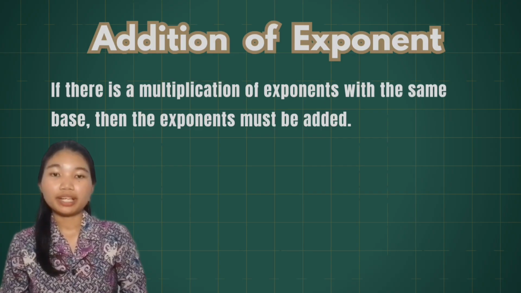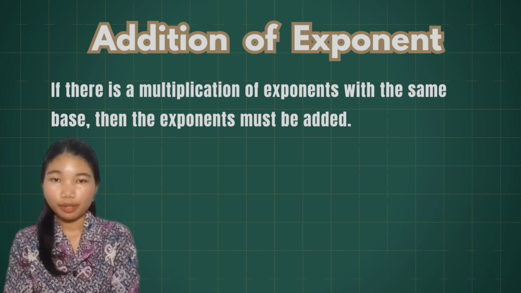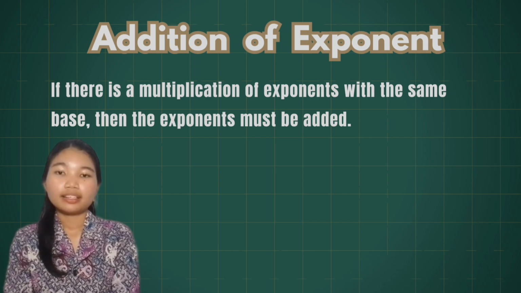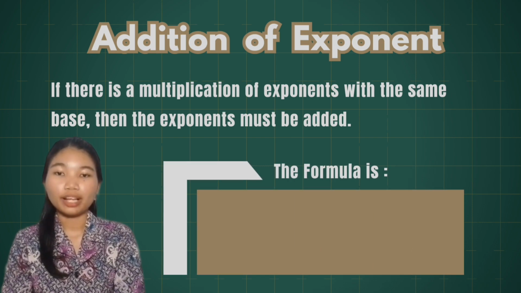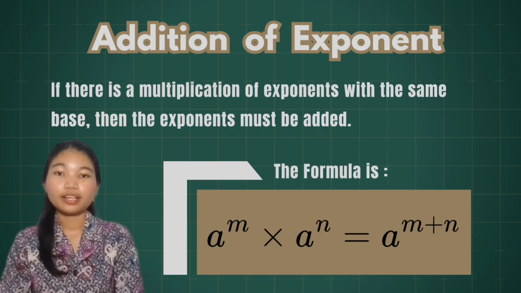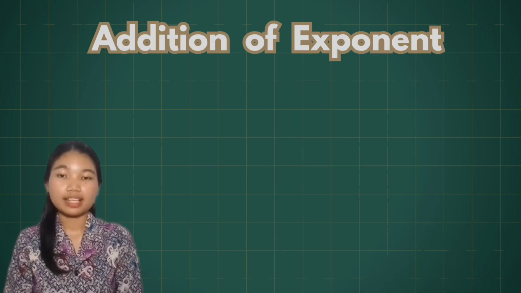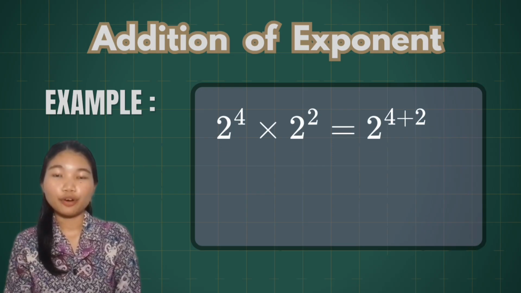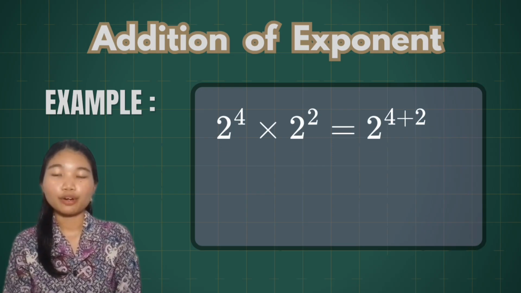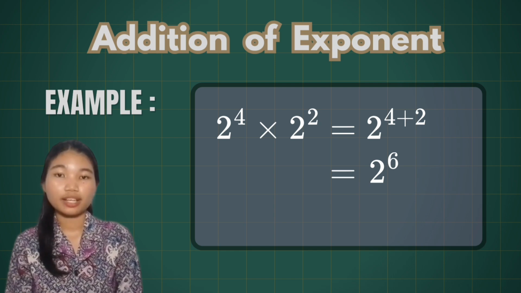If there is a multiplication of exponents with the same base, then the exponents must be added. It can be written with the formula: a to the power of m times a to the power of n equals a to the power of m plus n. Example: 2 to the power of 4 times 2 to the power of 2 equals 2 to the power of 4 plus 2 equals 2 to the power of 6 equals 64.